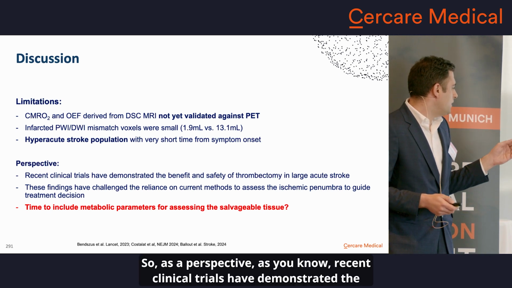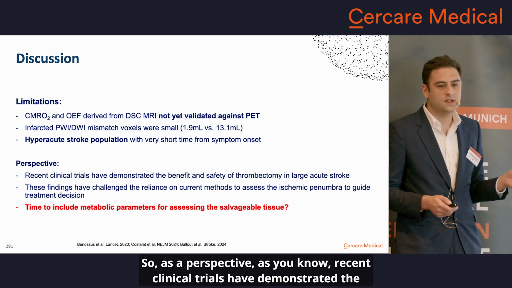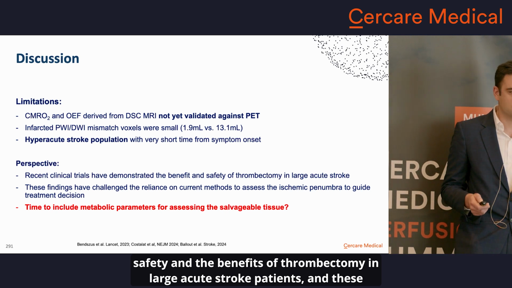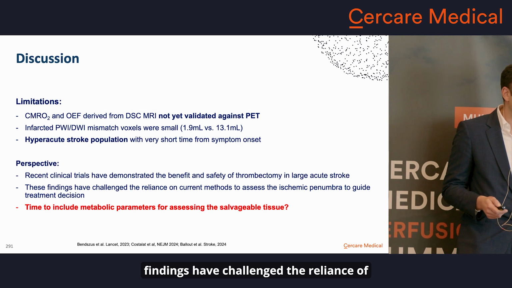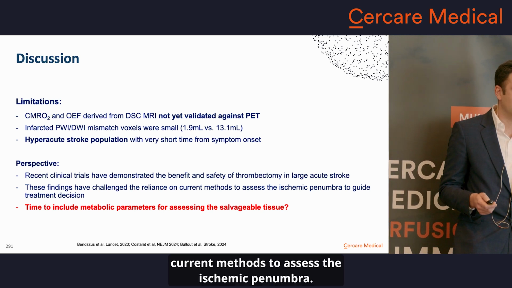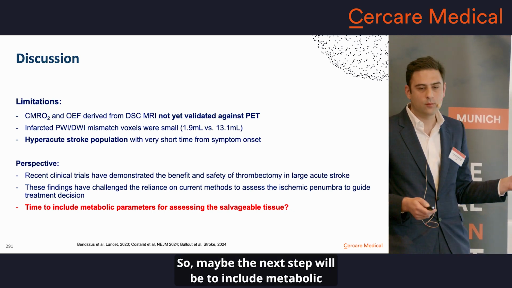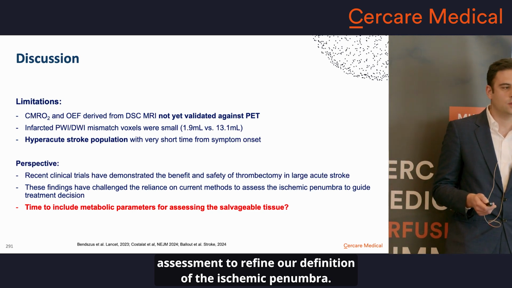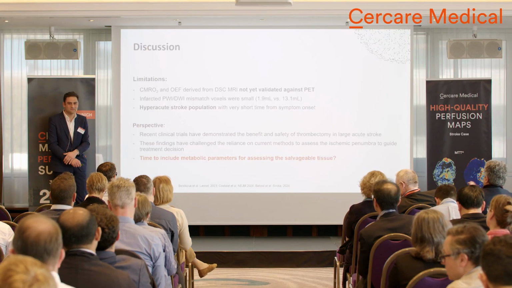So as a perspective, as you know, recent clinical trials have demonstrated the safety and the benefits of thrombectomy in large acute stroke patients. And this finding has challenged the reliance on current methods to assess the ischemic penumbra. So maybe the next step will be to include metabolic assessment to refine our definition of the ischemic penumbra. Thank you.